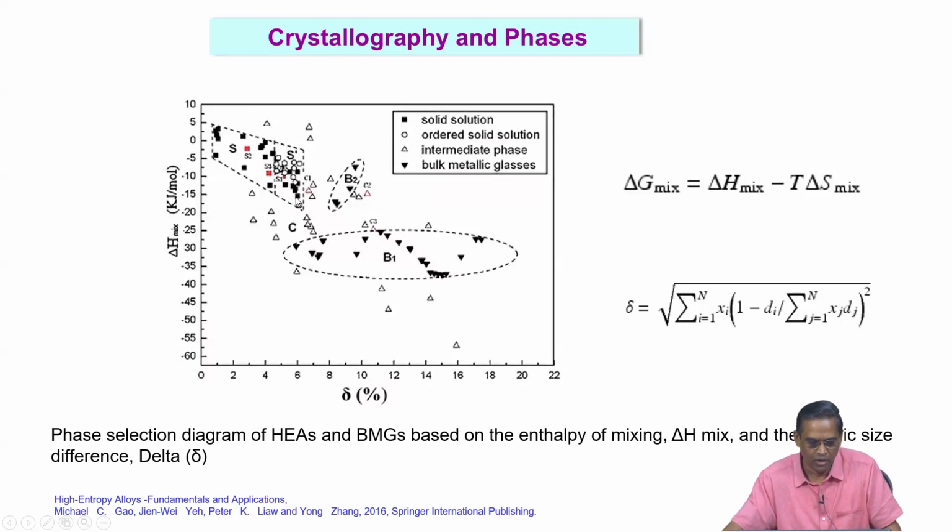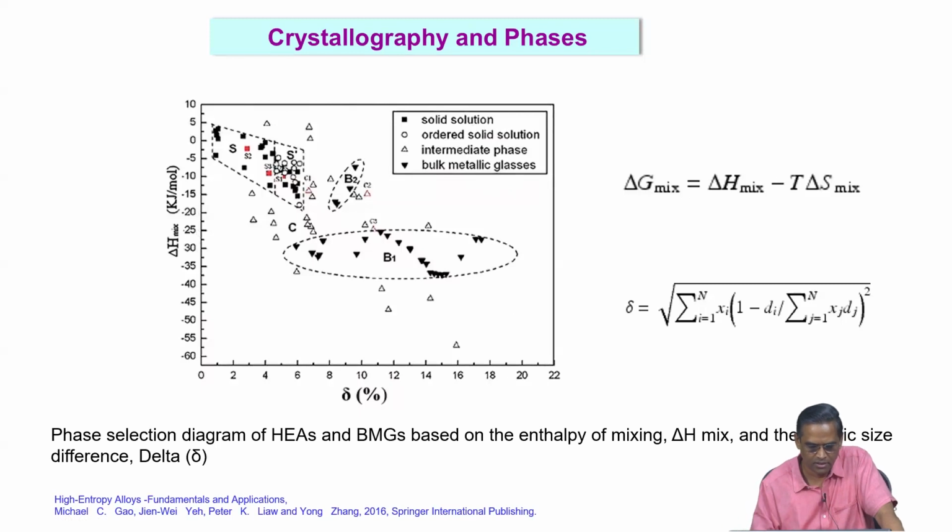But if you look at the higher atomic differences, higher delta, you see that B1 is a region pertaining to bulk metallic glasses. You can also see a high negative delta H as compared to this. You also have some regions, B2, pertaining to bulk metallic glasses. So you can define some kind of rule based on this: I have to have so much enthalpy range with a delta value. For solid solution formation, ordered solid solution formation, intermetallic formation, you can define a range of values. That is why this is called the phase selection rule.